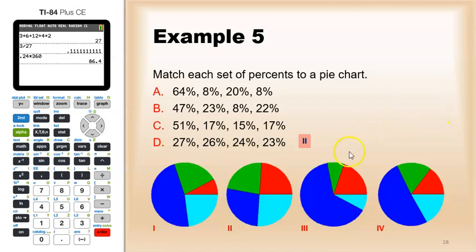From there, this third one has a piece that is much larger than 50%. That looks like it matches up with that 64% in Part A. Let's see here. Number 4 has one that's right at 50%. That seems to match up with C here with that 51%. And then the remaining pie chart has a piece that seems to be a little bit less than 50%. That matches up with that 47 there. So that seems to be 1.